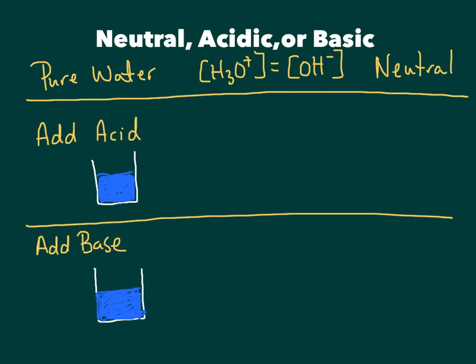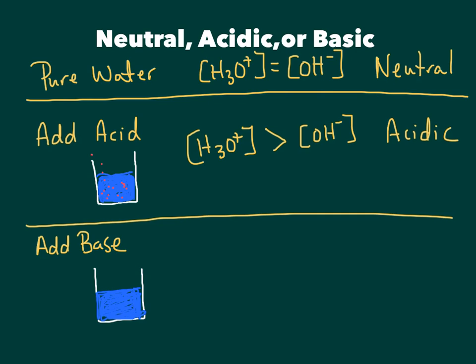But if you were to add acid to this pure water, we started with pure water and we added an acid, and now we're increasing the hydronium ion concentration when we do that. When we increase the hydronium ion concentration, the hydroxide ion concentration decreases. And so that gives us an overload of the hydronium ion concentration. So for an acid, we're going to have the hydronium ion concentration greater than the hydroxide ion concentration. That's what makes it acidic.